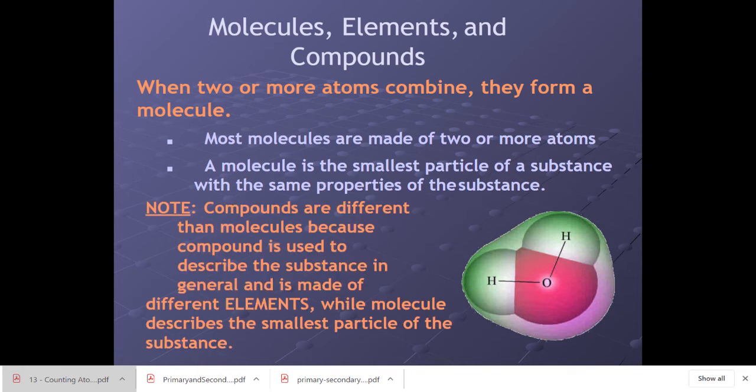Compounds are different from molecules because compound is used to describe the substance in general and is made of different elements, while molecules describes the smallest particle of the substance.